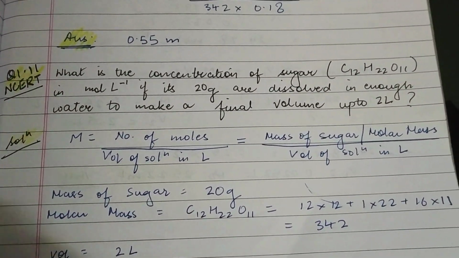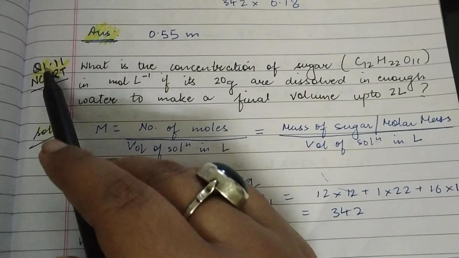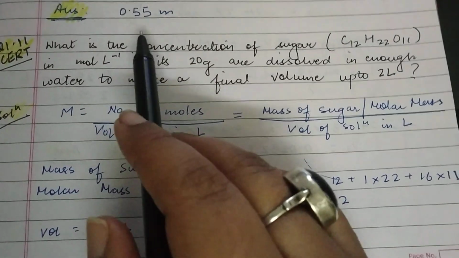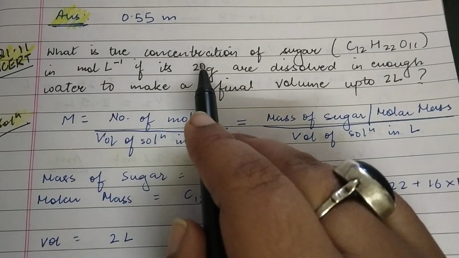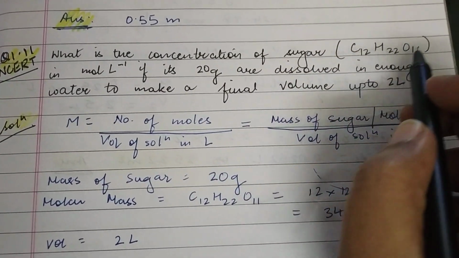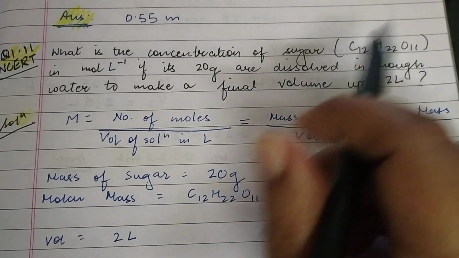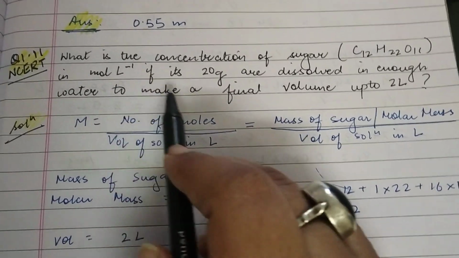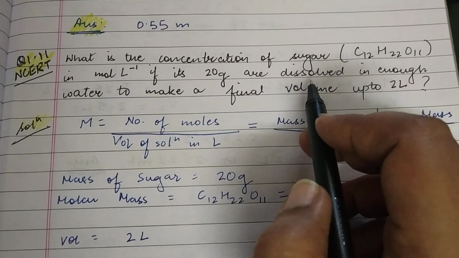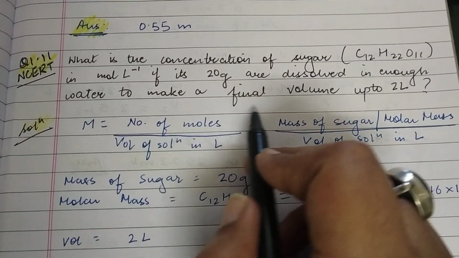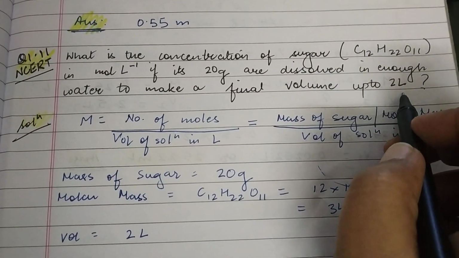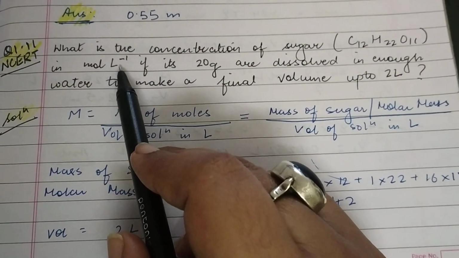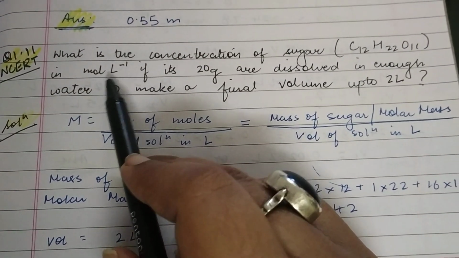So, in today's session, let's start with the first numerical. This is question 1.11 in your NCERT. Please read the question. What is the concentration of sugar? The formula is C12H22O11. What is the concentration of sugar in moles per liter if its 20 grams are dissolved in enough water to make a final volume up to 2 liters? So you have to find out the concentration of sugar in moles per liter. Students, please remember the unit moles per liter.